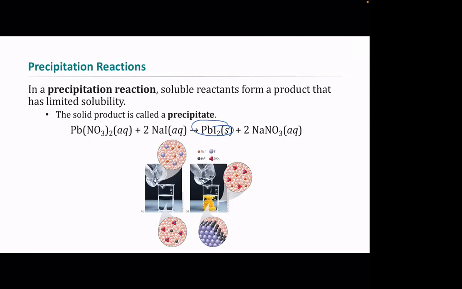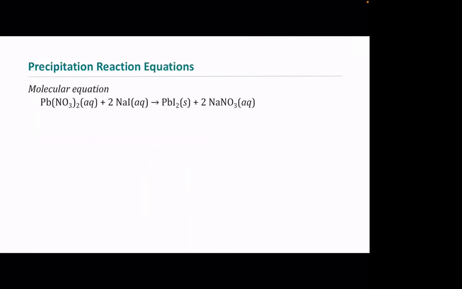But the sodium nitrate is still aqueous. That's a strong electrolyte. So here's the molecular equation. Lead nitrate, what is the proper name for that lead nitrate there? Lead(II) nitrate, right? Because nitrate is -1 and there's 2 of them. Lead(II) nitrate plus sodium iodide gives me lead iodide solid. That's my precipitate, plus sodium nitrate. A lot of these reactions, you just swap partners. That's all you do, right? Take the nitrate and put it with the sodium, take the iodide and put it with the lead and see what happens. See if you get a precipitate.